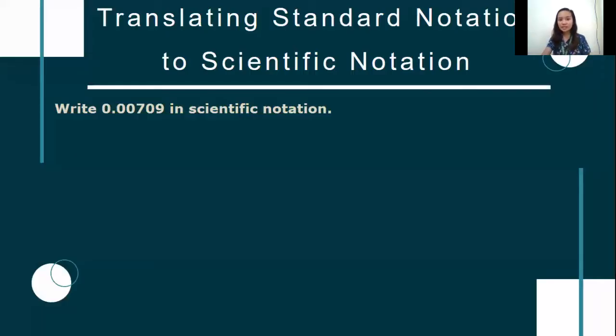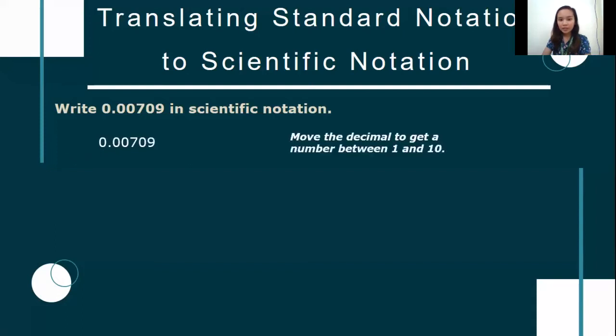Now what if we translate standard notation to scientific notation? Okay, so this is the opposite. Write 0.00709 in scientific notation. So you move your decimal point until the number is in between 1 and 10. So let's move it going to the right 3 places. You have 7.09.